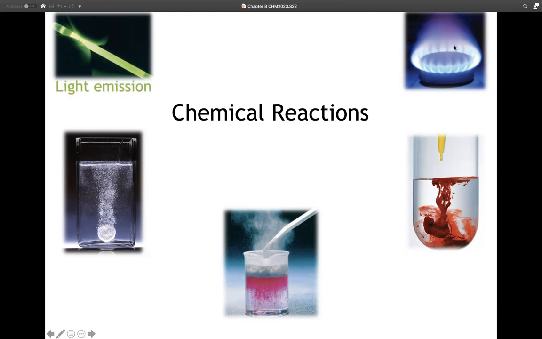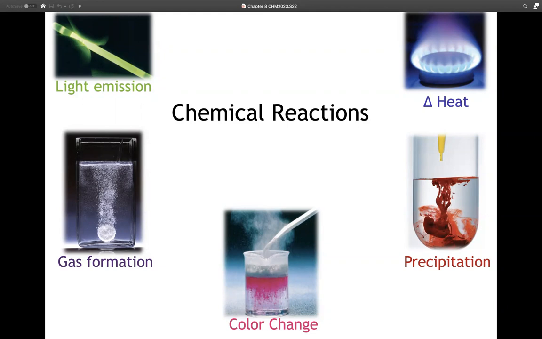If something is emitting light, that's an indication perhaps of a chemical reaction taking place. Gas formation is another example, whether it's a color change when you're mixing something, or if something precipitates. If initially you have two solutions and once you mix them, a solid precipitate forms. Heat is an example of a chemical reaction that is taking place as well. So there are a lot of chemical and physical changes that indicate that chemical reactions are taking place, and we've discussed previously the difference between a chemical and a physical change.